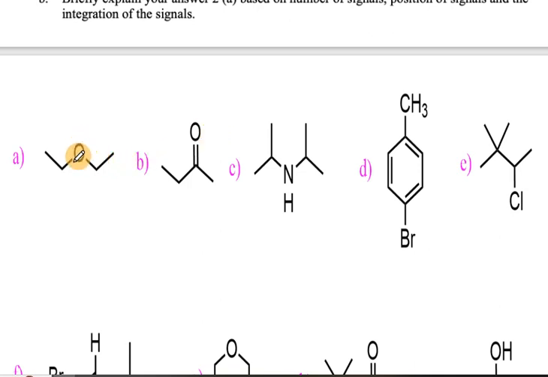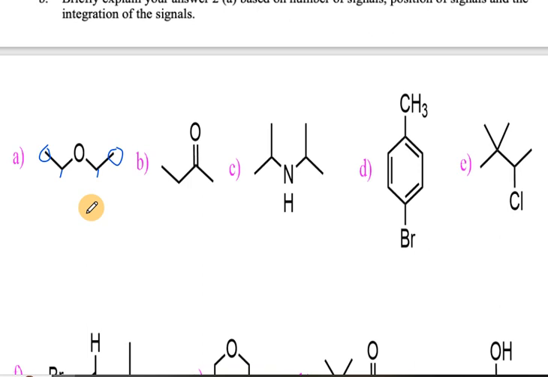This compound is a typical symmetrical compound. There's a hydrogen here, a hydrogen here. That can give you one signal each because they are in the same chemical environment. There are 3 hydrogens here, 3 hydrogens here. So the hydrogen here and the ones here can all give you one signal. Then the ones here, the ones here can also give you one signal. So this compound can give you 2 signals for proton NMR.